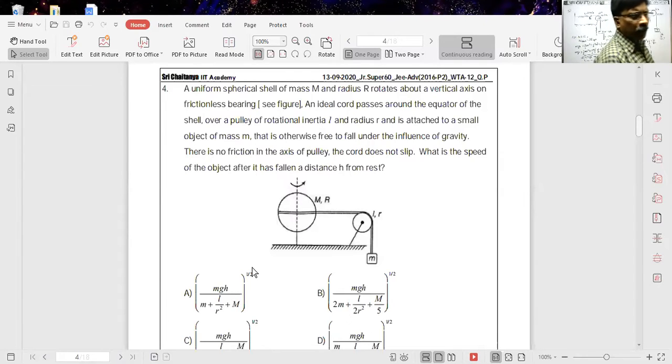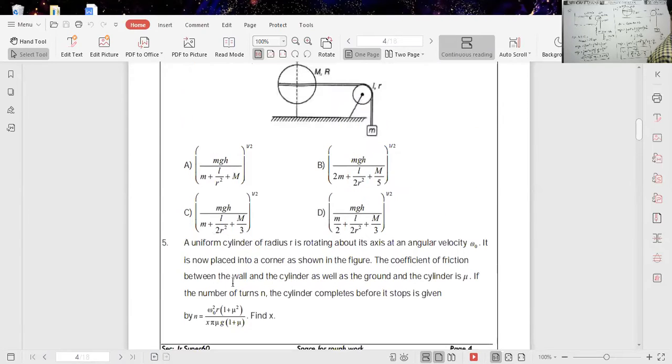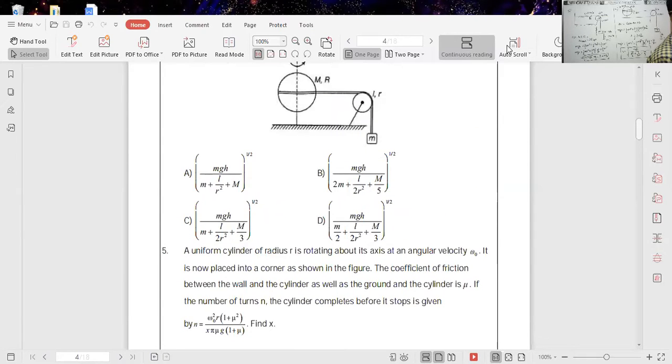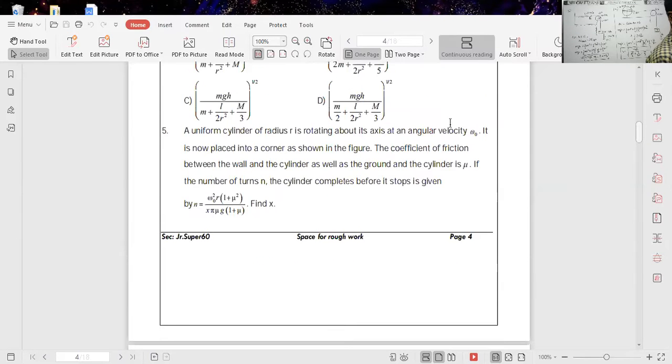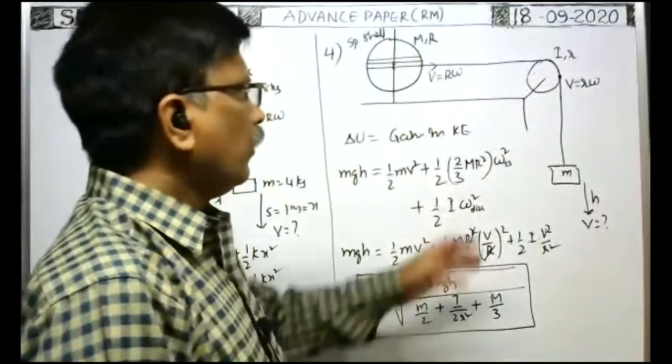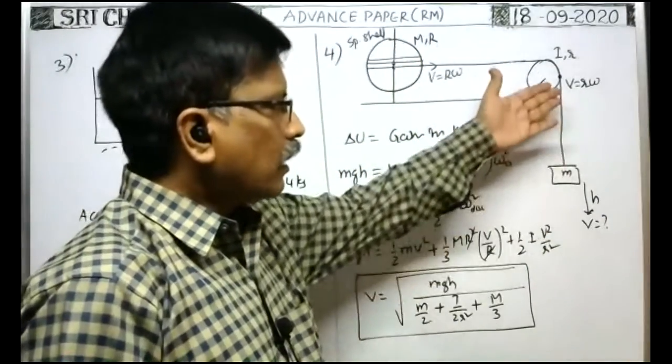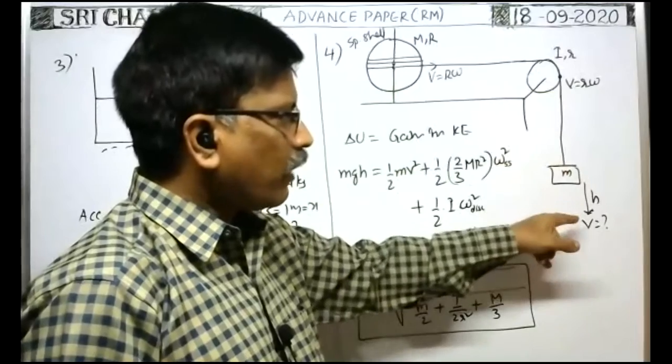Okay, the next problem is very, very important. You see, here whenever the block is released, it comes down through a distance h. At that time, what is the speed of the block? They asked.